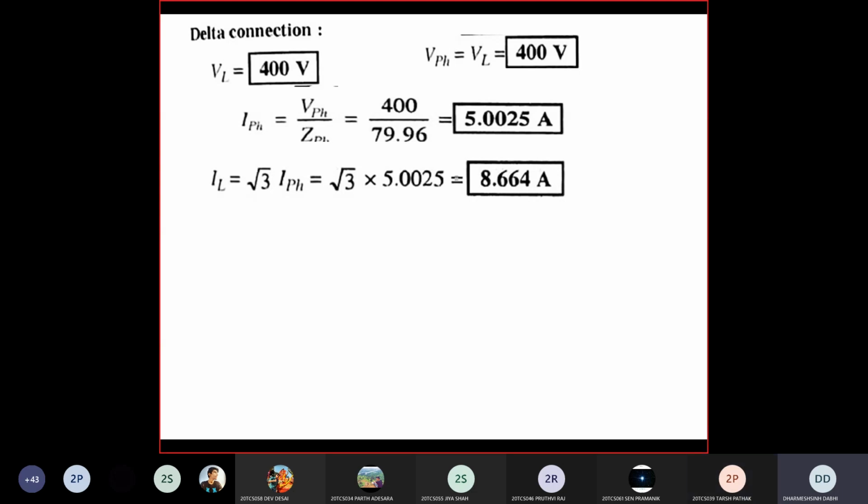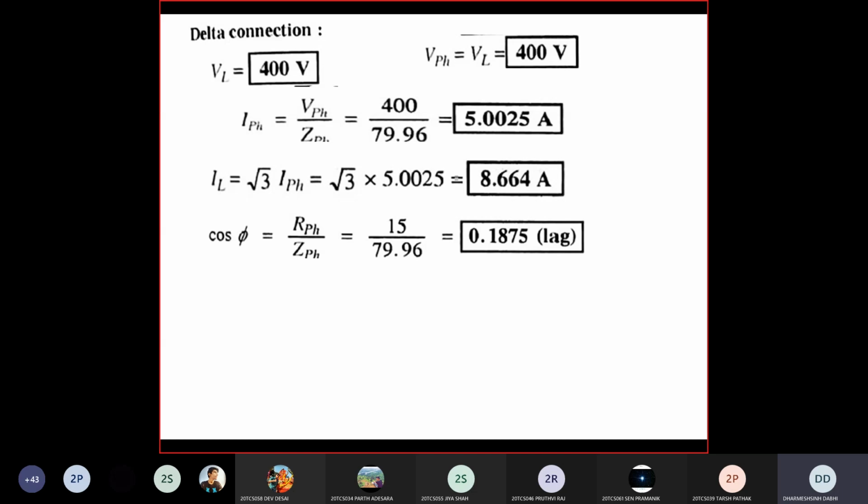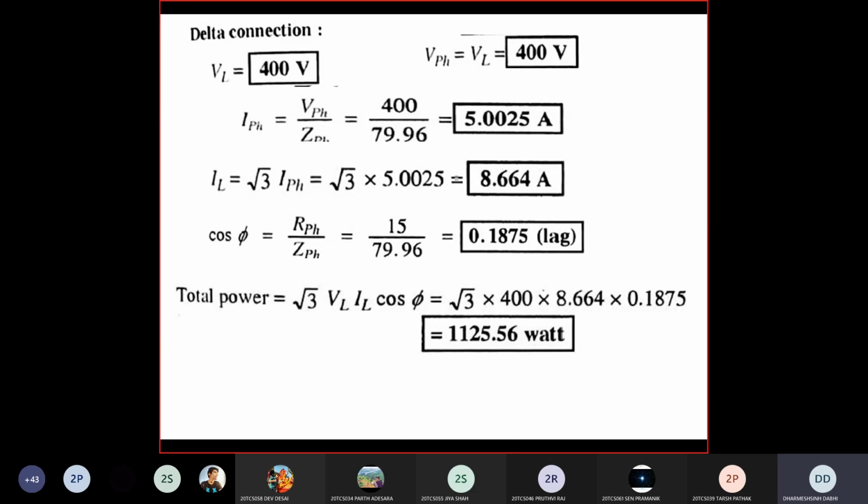Okay. Now find out the total power. It is 1125.56 watt. Here, P is equal to √3 VL IL cos phi. So it is 1125.56 watt. Clear? All of you get this answer?